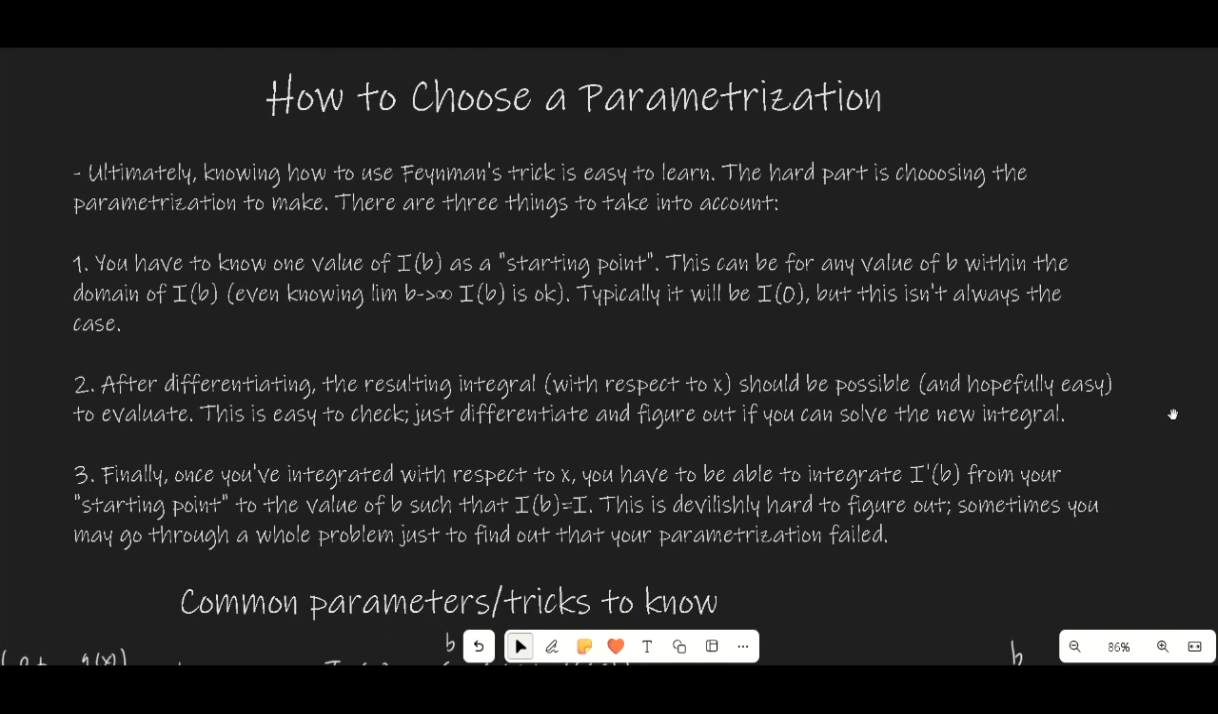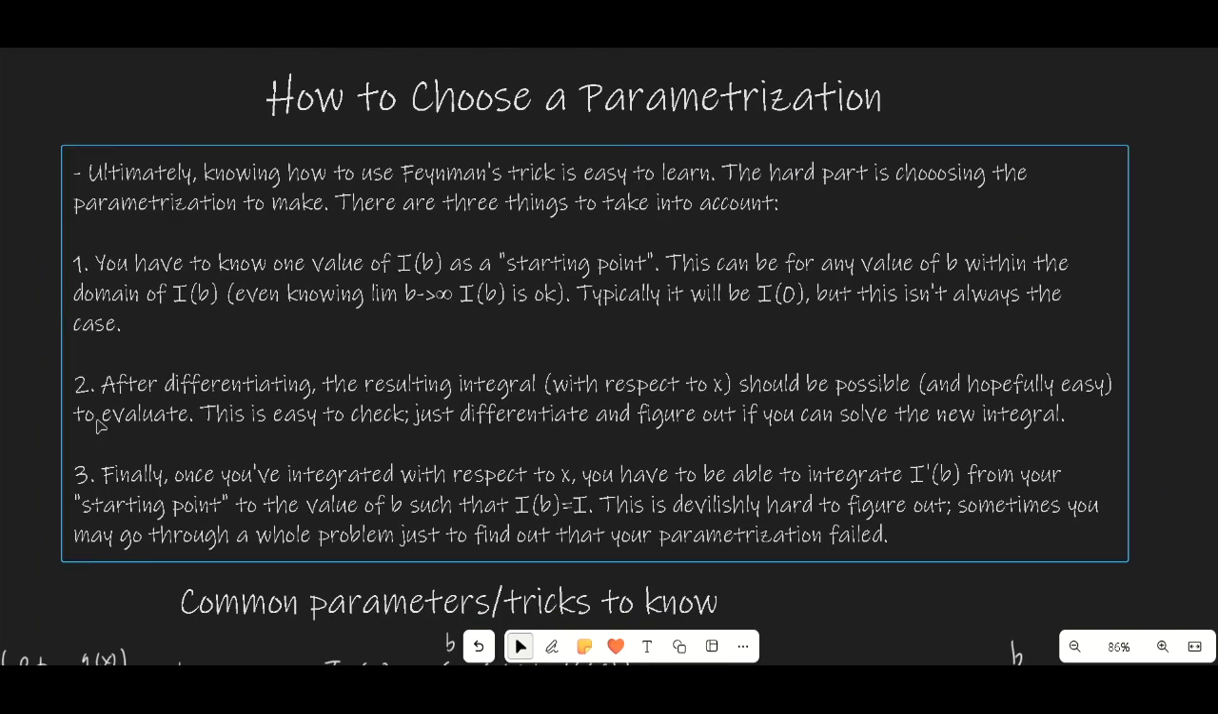And the third and hardest part about choosing a parametrization is once you've integrated with respect to x, you have to integrate I of b from your starting point to the value of b such that I of b equals I.